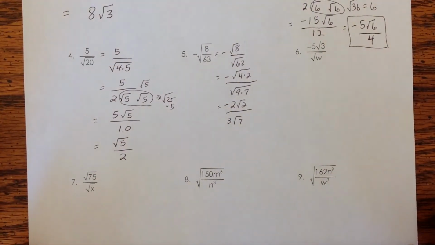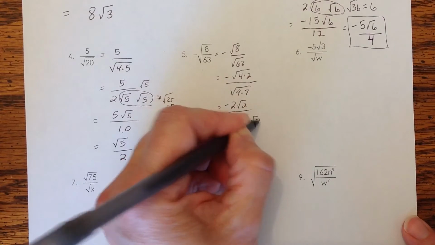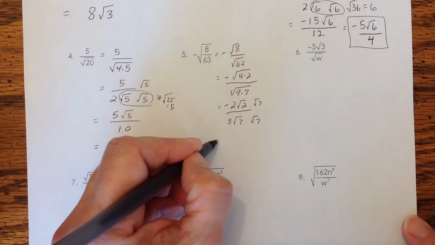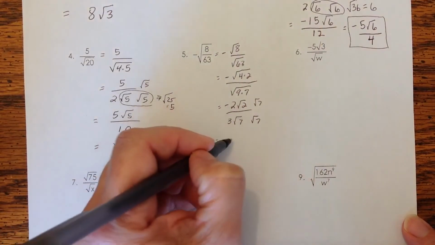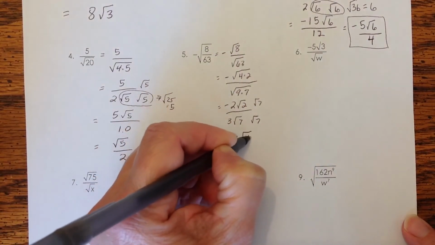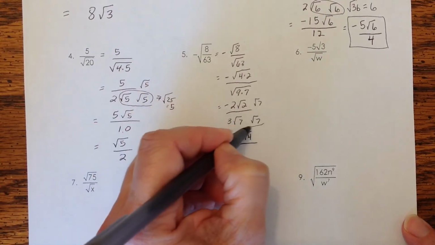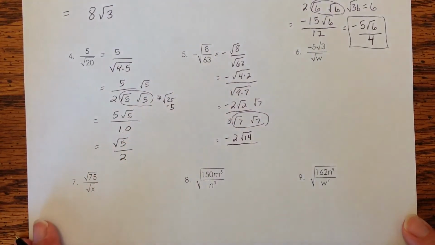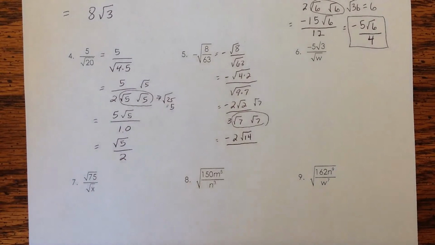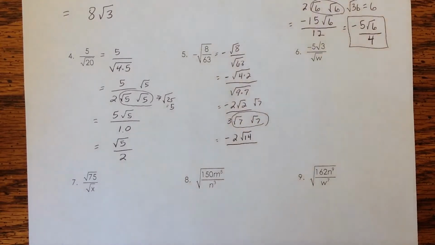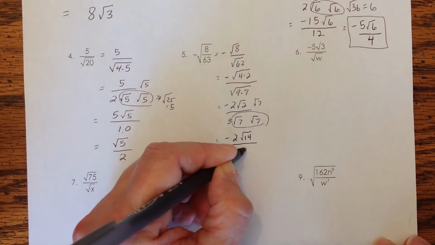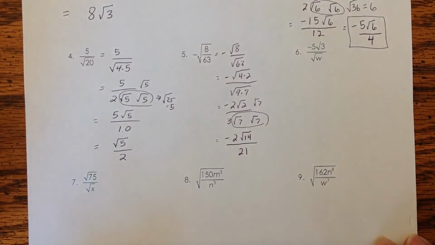Now what has to go is the square root of 7. So we're going to multiply top and bottom by the square root of 7. So the product rule right here says these get multiplied together. So we get negative 2 square roots of 14 over this right here. When you multiply a square root by itself, the square roots always cancel for the radicand. So this is 7. 7 times 3 is 21. And that one does not reduce any further.